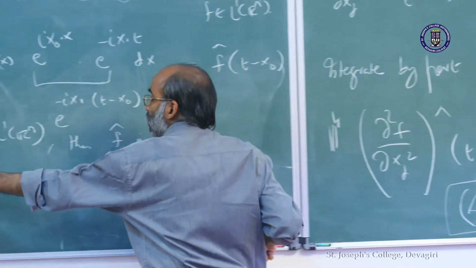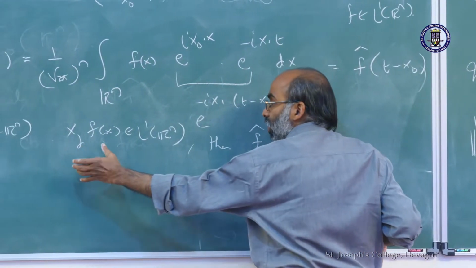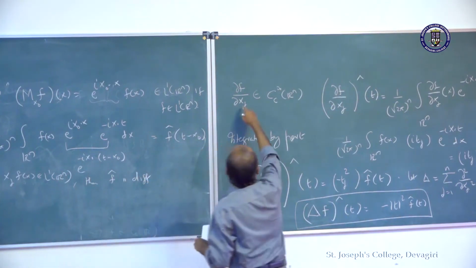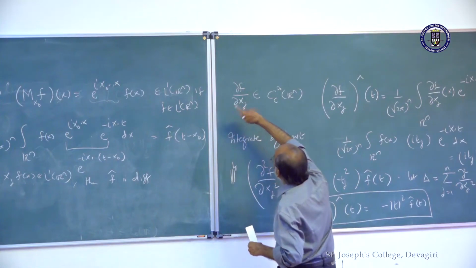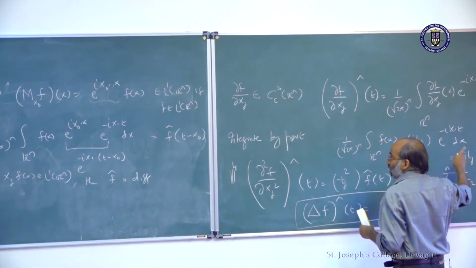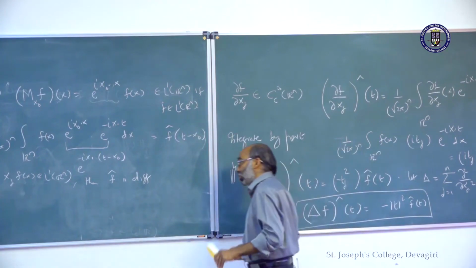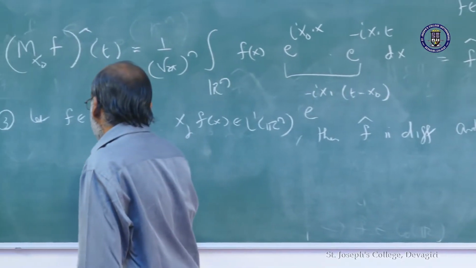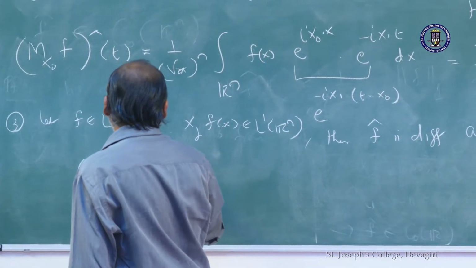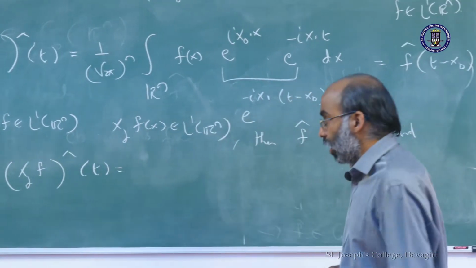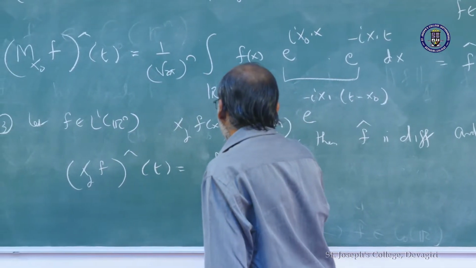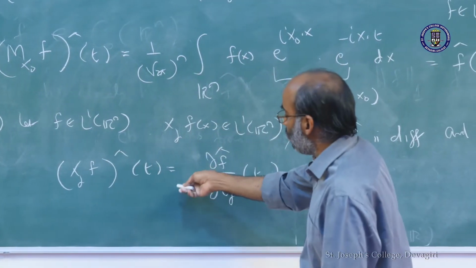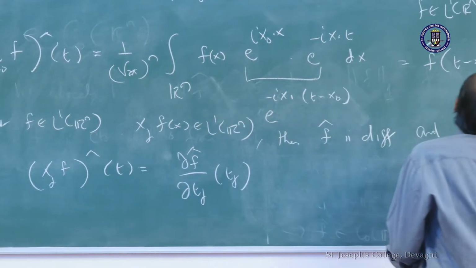So, when I take the Fourier transform of xj times f, I want to say the answer would be the derivative of the Fourier transform. Here, when I took the derivative of the function, its Fourier transform was the multiplication of the original Fourier transform. Here we are going the other way. Then f hat is differentiable, and the Fourier transform of xj f at t would be some derivative, so it would be the derivative with respect to tj, and there will be plus or minus i or something, which we will put in after we compute the Fourier transform.